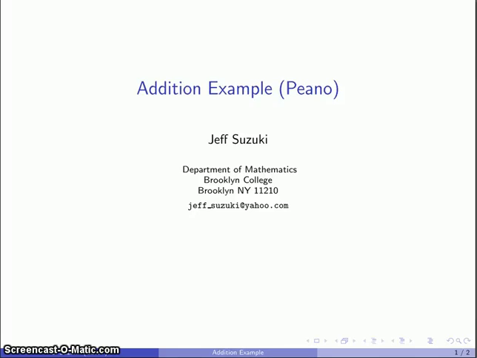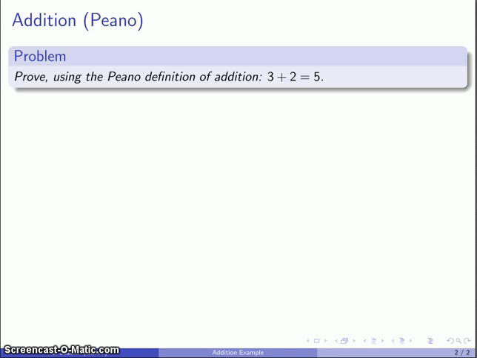Alright, so let's go ahead and prove some simple additions using the Peano definition. For example, we might have the problem: prove, using the Peano definition of addition, that 3 plus 2 is equal to 5. Now, if we're going to prove that, it may help to have the Peano definitions down so we can refer to them. So there are two parts.